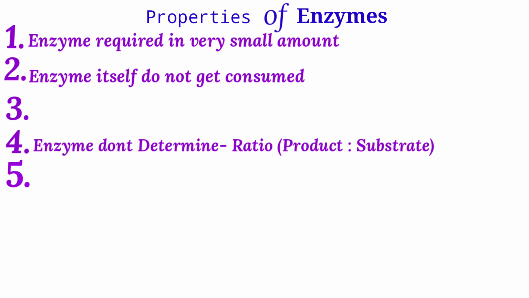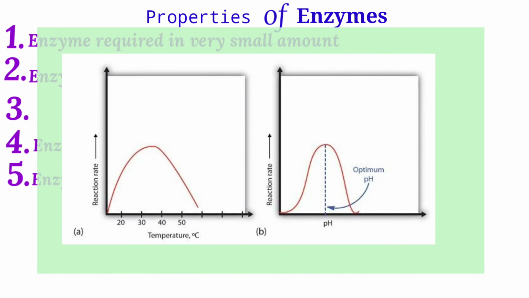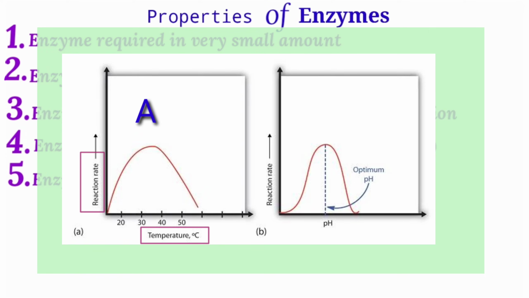The fifth property is that enzymes are very sensitive to pH and temperature. Consider the following diagram which shows A, where temperature has an effect on the reaction rate carried out by the enzyme, and B, where pH affects the reaction rate carried out by an enzyme.